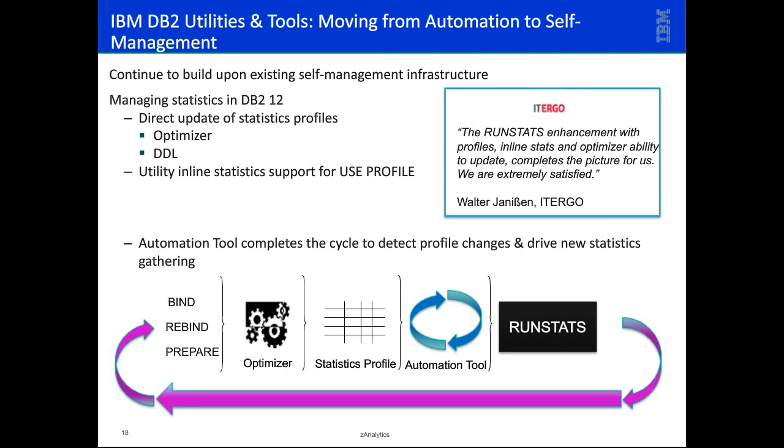If we look at this again, managing statistics in DB2, we will directly update the stats profiles. The optimizer will benefit. We will generate the DDL. A customer shared with us that the use of profile in RUNSTATS fulfilled a long-standing requirement. We can now use profiles for inline stats. If there's no profile, defaults are automatically taken. And the optimizer recommended that we enhance it so that the profile is automatically built and maintained. And that's something that will help you. Let's go to the next slide.